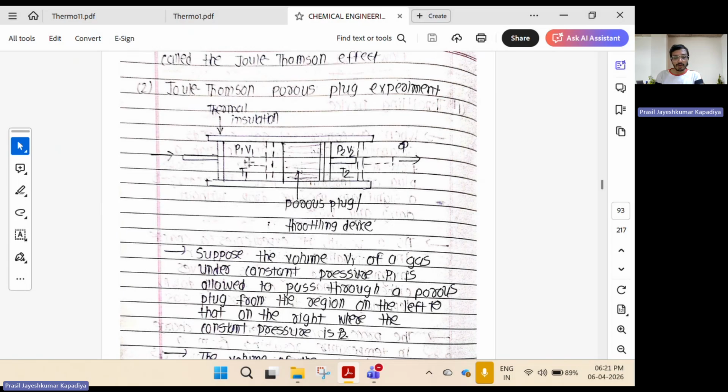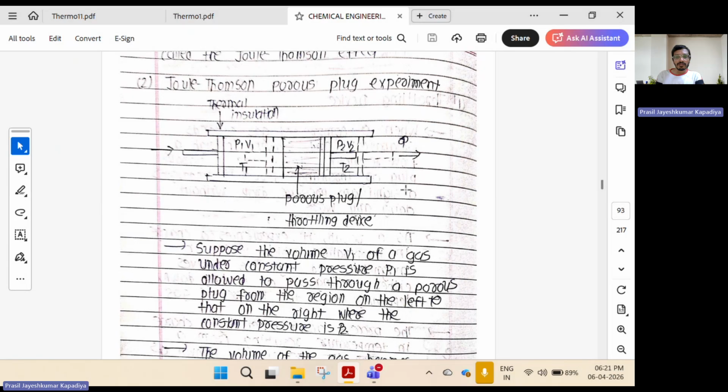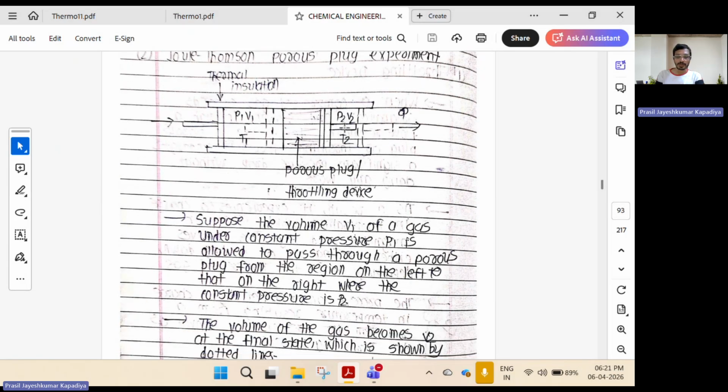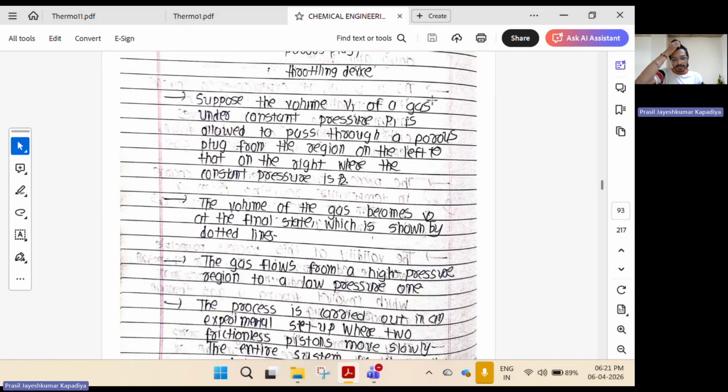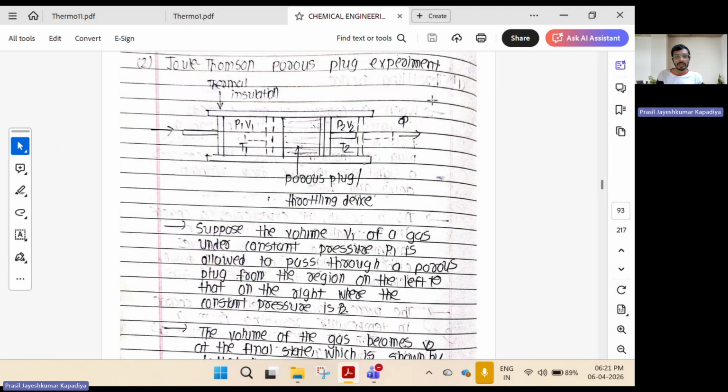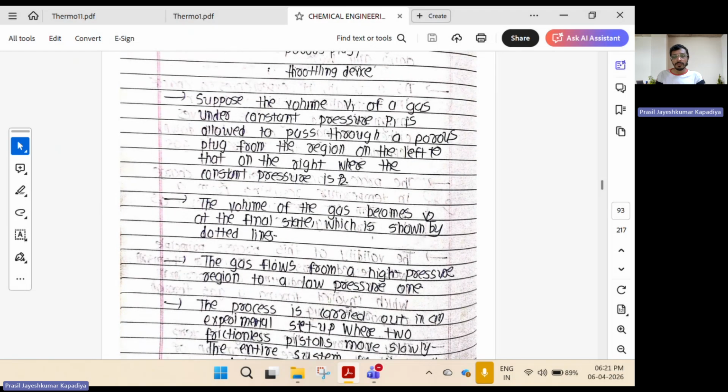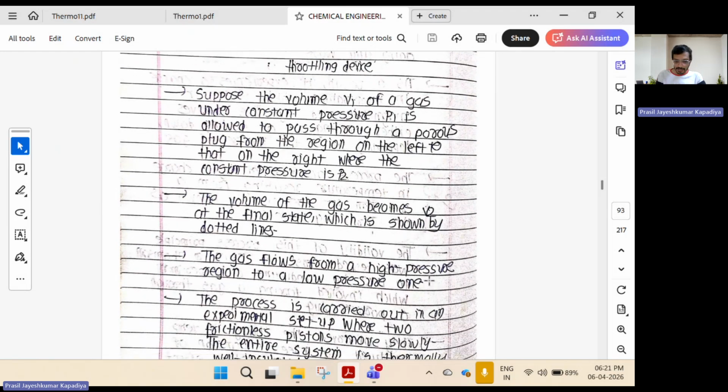So that is passing from the left region to the right region, where here pressure is P2. Okay, the volume of the gas becomes V2 at the final state, which is shown by the dotted line. So volume is also going to change. Now what is going to happen? When I am passing my gas through this porous plug, it is obviously going to get some pressure drop. So it is passing from a high pressure region to a low pressure region.